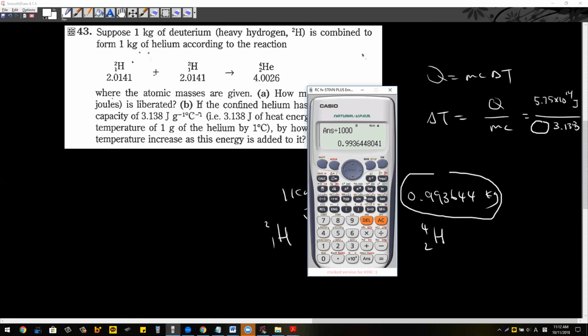If you simply divide this one, 4.0026, by 2.0141 plus 2.0141, you see, this is the percentage. This is the ratio of that one over that one. And then you have to times this one by 1. So you get the same thing here. And then if it was like 2 kilograms, you times it by 2.